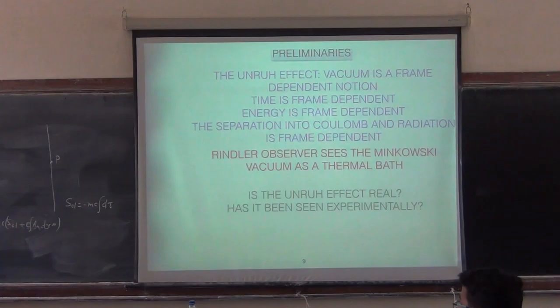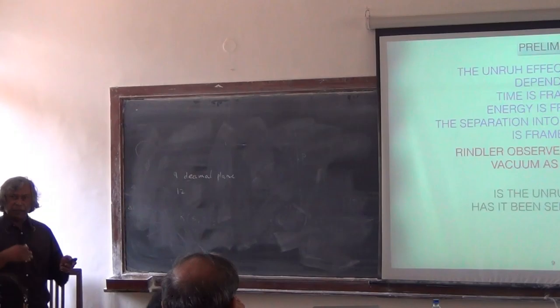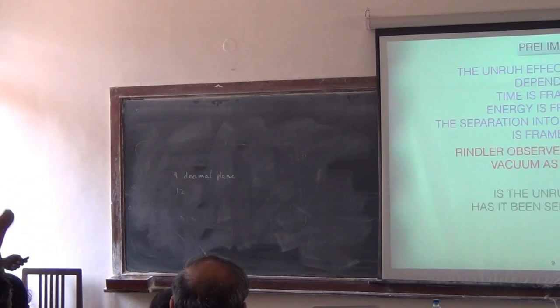So the Unruh effect is basically taking flat space quantum field theory and looking at it in an accelerated frame. Now, flat space quantum field theory has been tested to fantastic accuracy. For example, as I told you before, the anomalous magnetic moment of the electron has been measured to 9 decimal places. And the same quantity has been calculated from theory to 12 places. And when we look at better and better experiments, we find that the next place just agrees with this one. So there's no doubt that quantum field theory in flat space is a perfectly good theory.